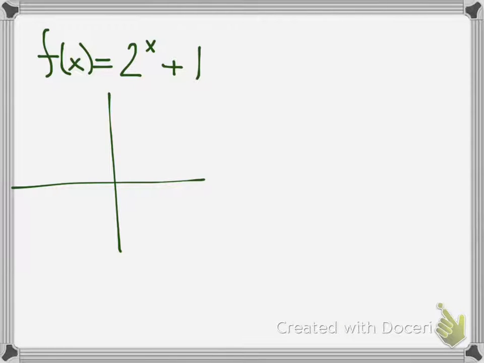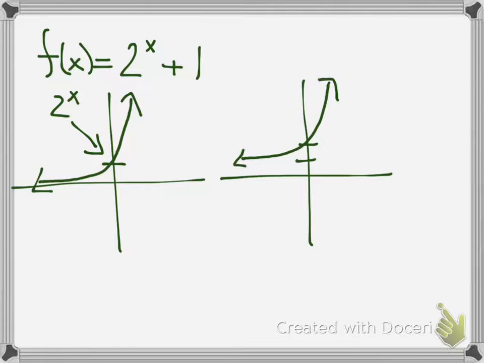So here I have 2 to the x plus 1. If I wanted to see 2 to the x power, that's what I would have. It would go through 1 and be like that. So the plus 1 moves it up 1 more, and now it goes through 2. So everything got moved up 1 higher. That means if my asymptote was at 0, now my asymptote is at 1.